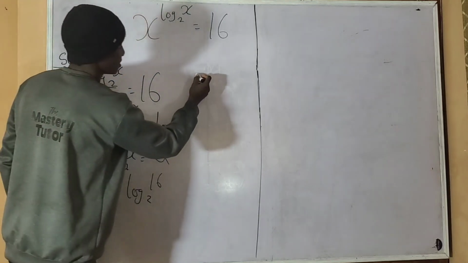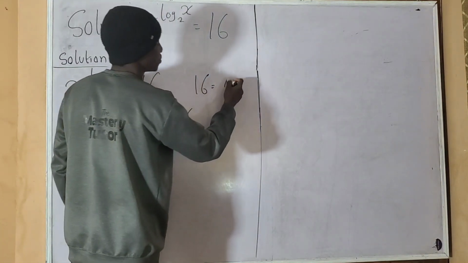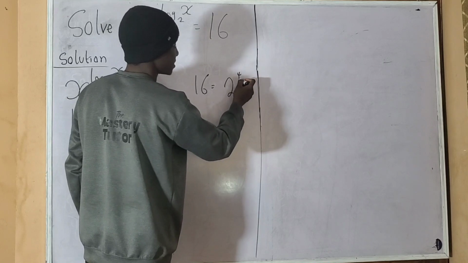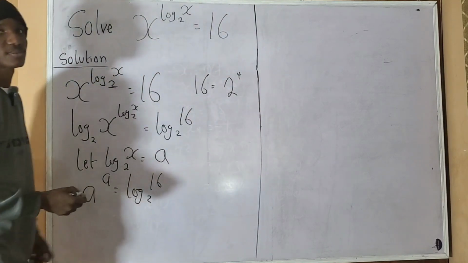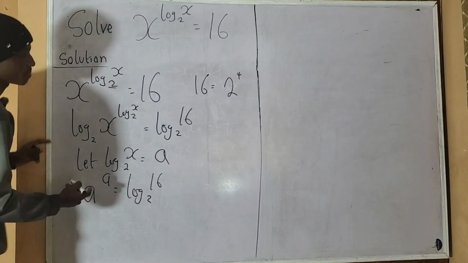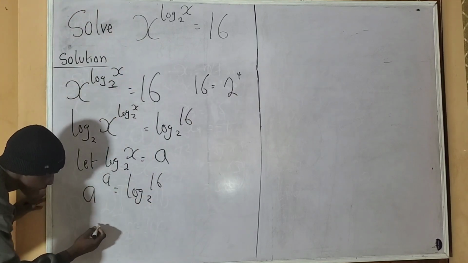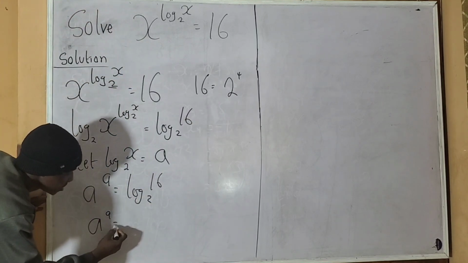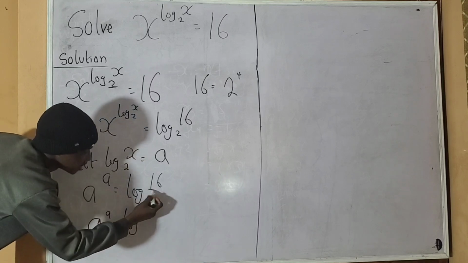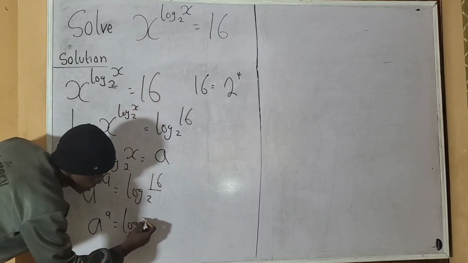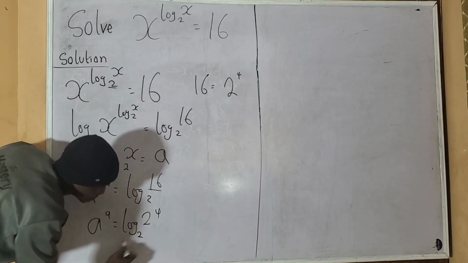Do not forget that 16 can be written as 2 raised to the power of 4, right? Are you following? So I'm going to replace 16 as 2 raised to the power of 4. So for this, I'm going to have a raised to the power of a equals log, instead of 16, replace as 2 raised to the power of 4, base 2.